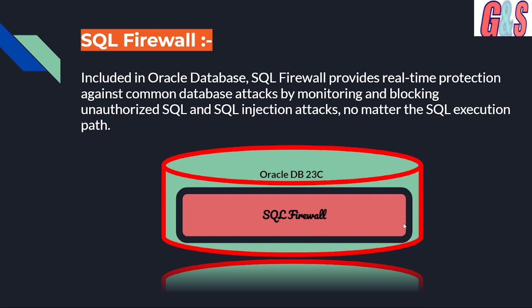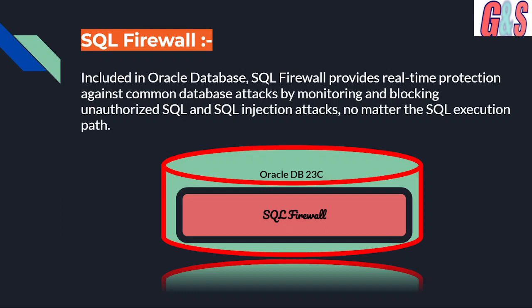So coming on to the SQL Firewall. Included in Oracle Database, SQL Firewall provides real-time protection against common database attacks by monitoring and blocking unauthorized SQL and SQL injection attacks, no matter the SQL execution path. SQL Firewall provides real-time protection against common database attacks by restricting database access to only authorized SQL statements or connections. It mitigates the risk from SQL injection attacks, anomalous access, and credential theft or abuse.